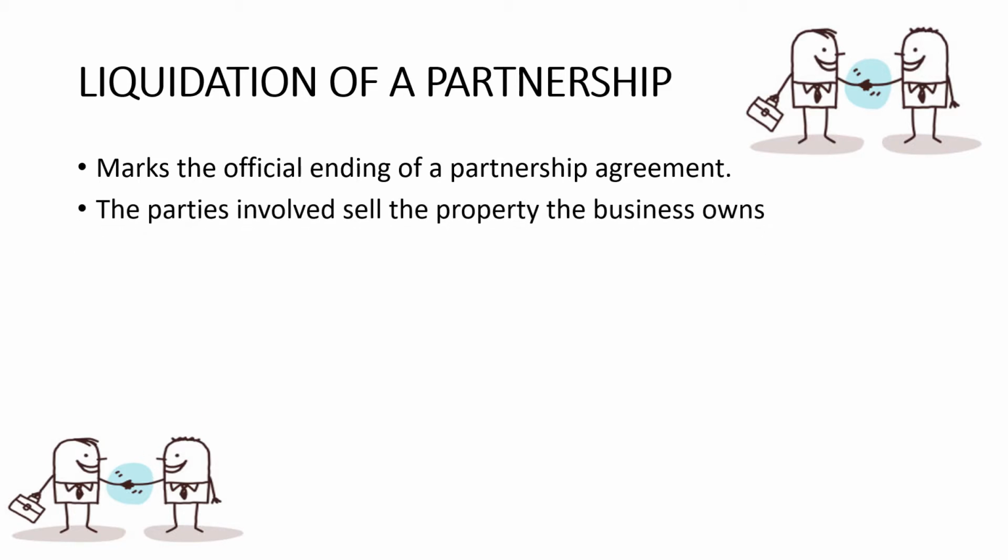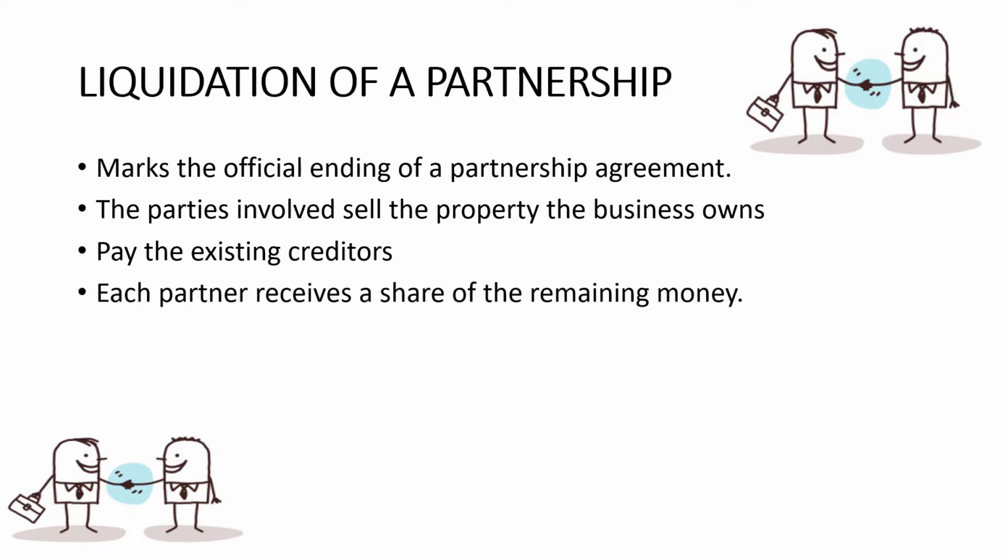So the parties involved sell the properties the business owns. In here, all the non-cash assets are converted into cash so that they will be able to pay the existing creditors. Take note, the existing creditor could be the partners themselves or outside creditors. The order of payment should be first paying the outside creditors because they normally don't have any interest within the partnership, unlike the partners, who would usually manage the partnership.